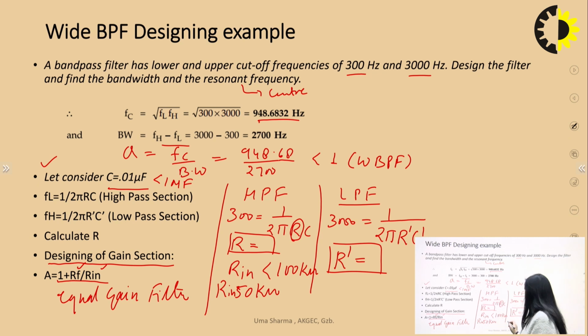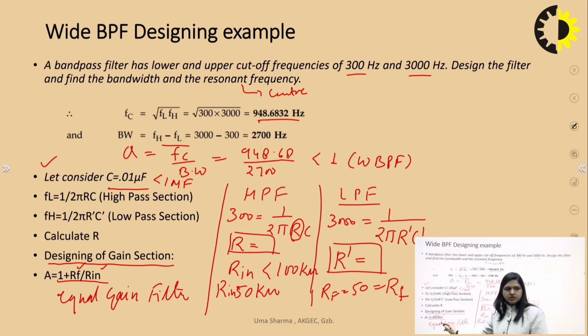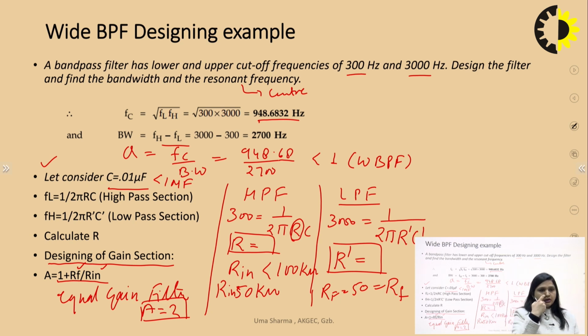So RF equals, you can take R in equal to RF. If R in and RF are both equal, then the filter gain will become 2 for low pass and high pass. For both the sections, the gain will become 2. So this is for when gain is not given.